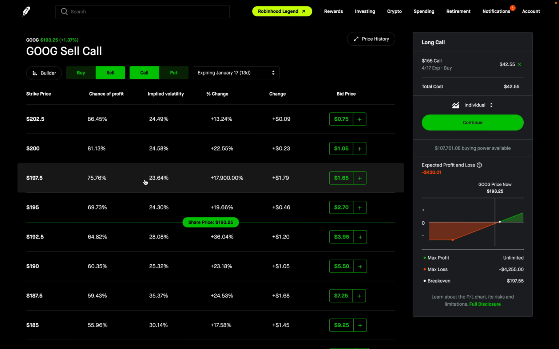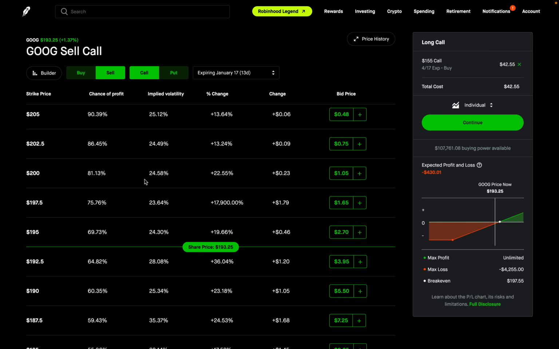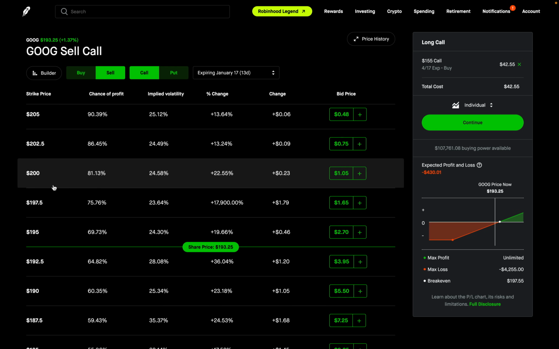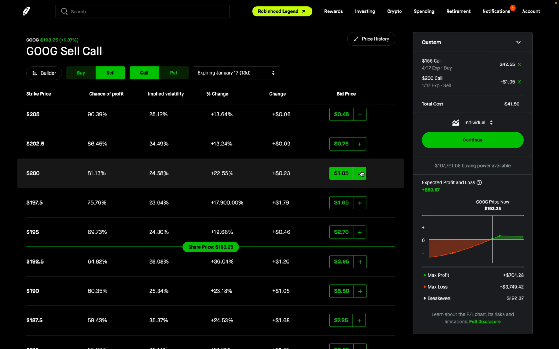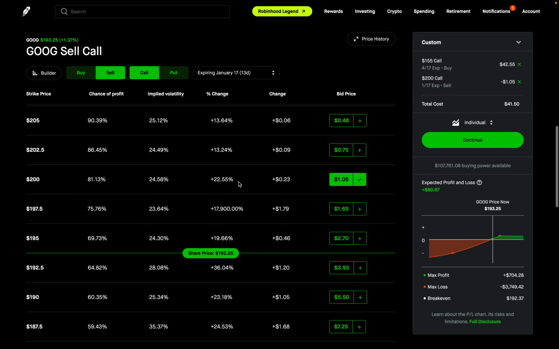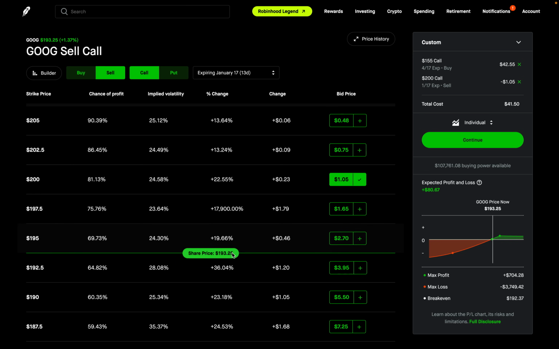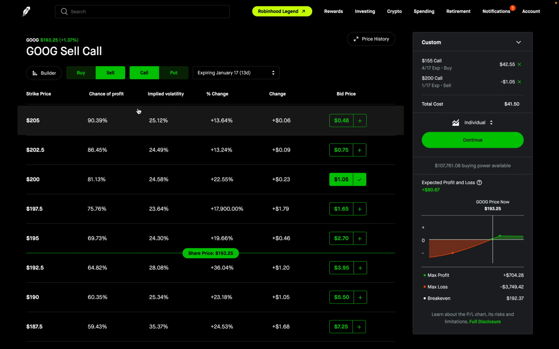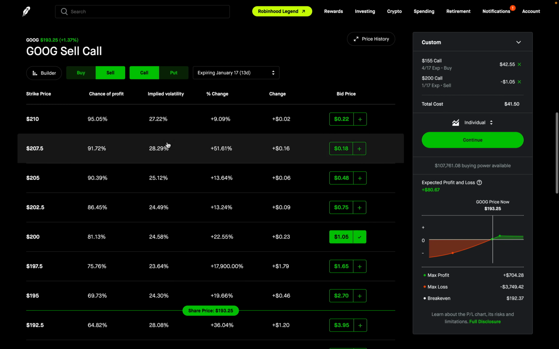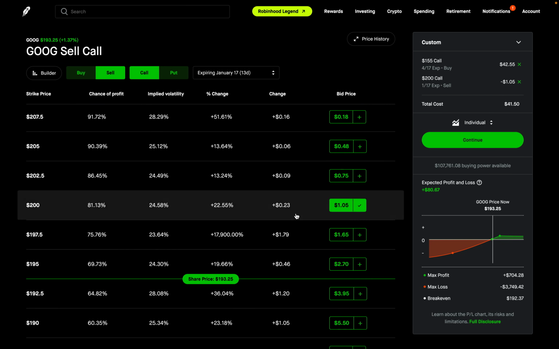We're going to sell a call that's out of the money. For today's example, I'm going to select the one at the $200 strike. Remember, out of the money for call options is going to be the options whose strike price is greater than the current share price. So all of these up here are out of the money. Now we have our call that we're selling that's out of the money.